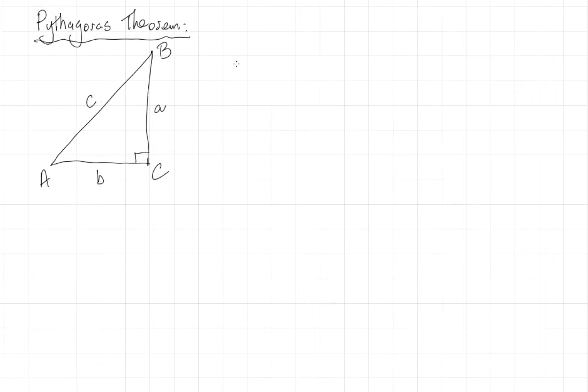Pythagoras worked out that if we square B, we square A, and add those two together, we get the square of C. Another way to write that is that C squared equals A squared plus B squared. So that goes for any right angle triangle. It has to be a right angle. This is called the hypotenuse. The hypotenuse squared is equal to the sum of the squares of the other two sides. So the square of A plus the square of B is equal to the square of C.